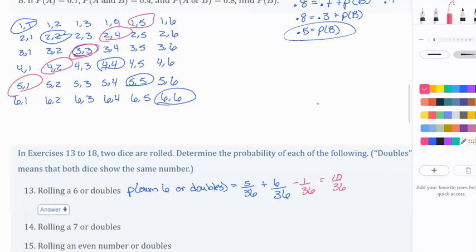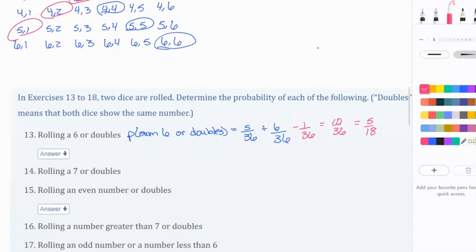So my answer is going to be 10 out of 36. And we can reduce that. That reduces to 5 out of 18. Okay, so we're using the same formula that we did before. Let's do one more of these.